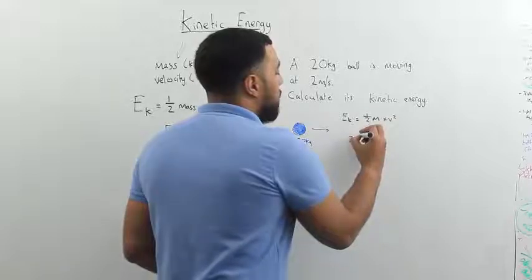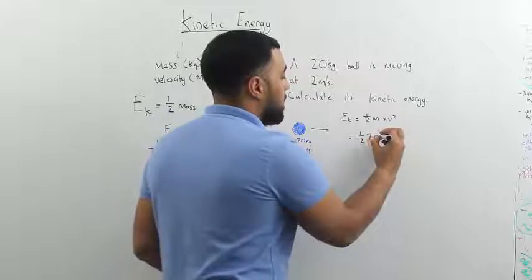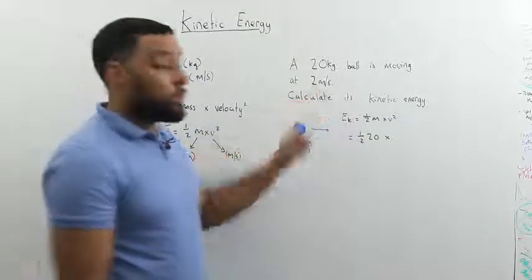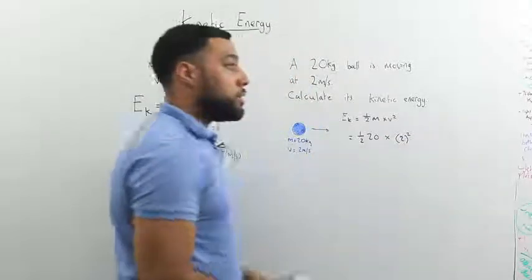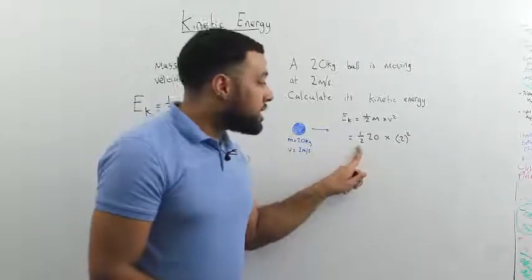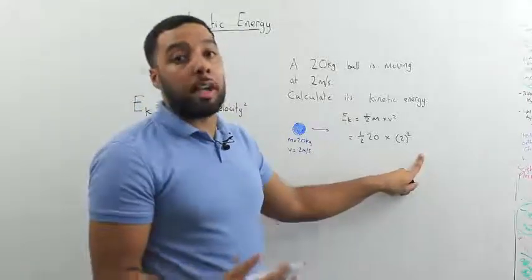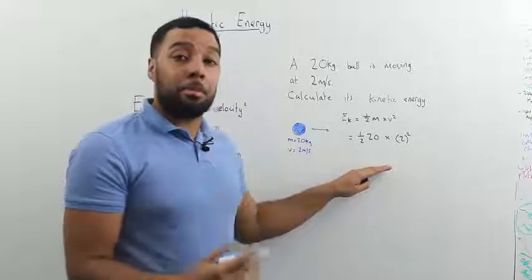So I would do half of the mass, which is 20, and I would times it by the velocity squared, which is 2 squared. What people tend to do is to type all of this into a calculator, which could throw out a wrong answer. So I would advise you guys to work this step out separately.